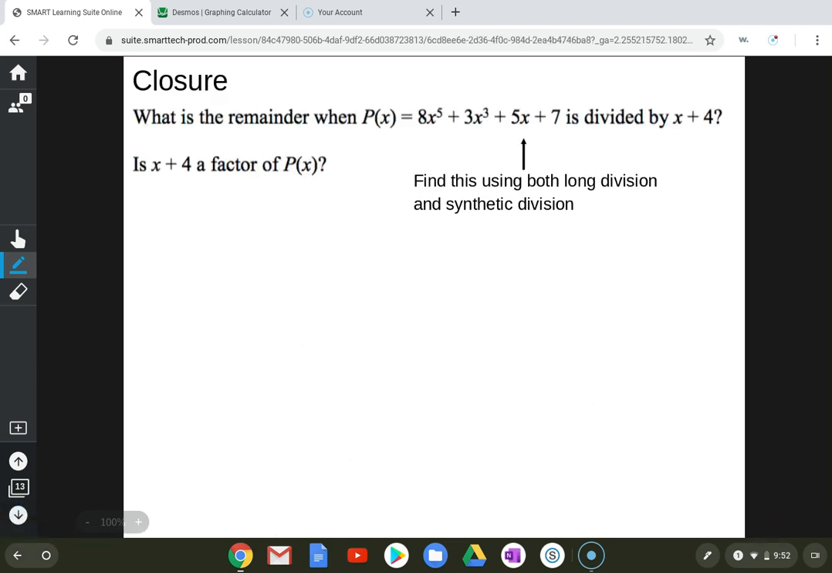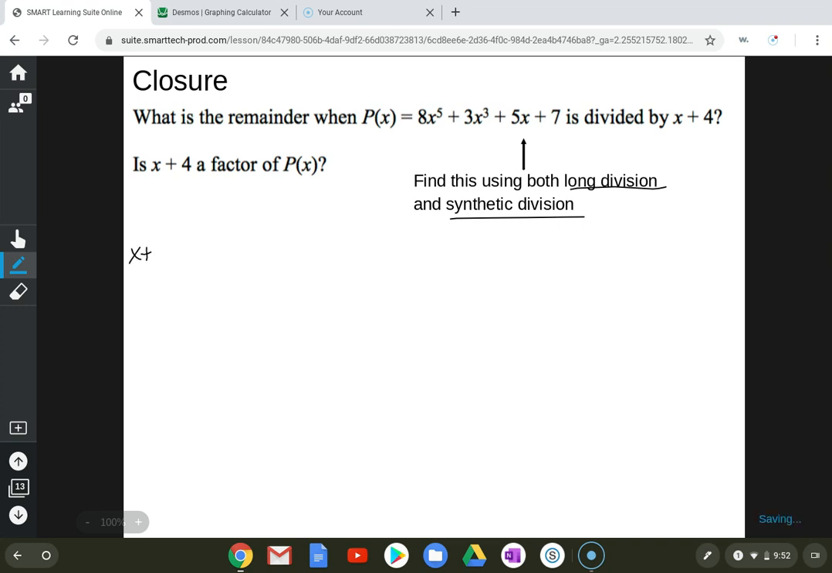Last one, we're on the closing page. All we're doing is practicing with dividing. We're going to divide this polynomial by x plus 4. We're going to do it using long division and synthetic division. If I do it using long division, I'm going to do it side by side here.